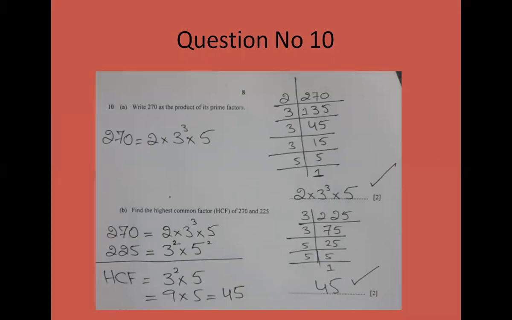So if you want to find out the HCF, we take only those factors which are common in both the given numbers, and we take their smaller power. For example, here 3 is common, so I will take the smaller power, that will be 3 square. 5 is common, but I will take the smaller power of the 5, and that is 5 raised to power 1. So 3 square multiply 5, 3 square is 9, 9 multiply 5 is 45. So this is how you do the question number 10.